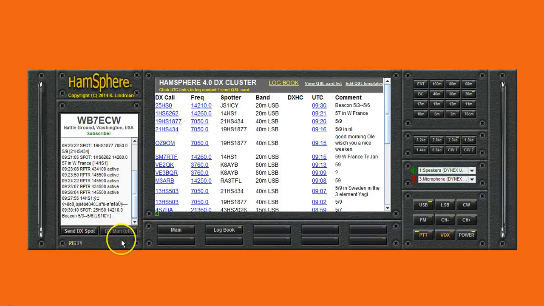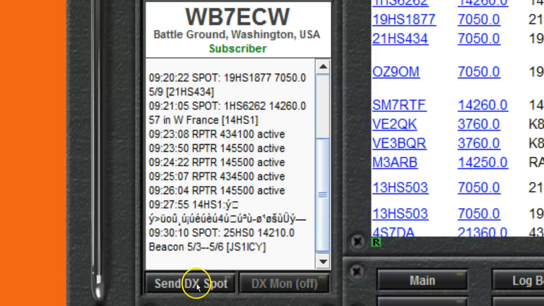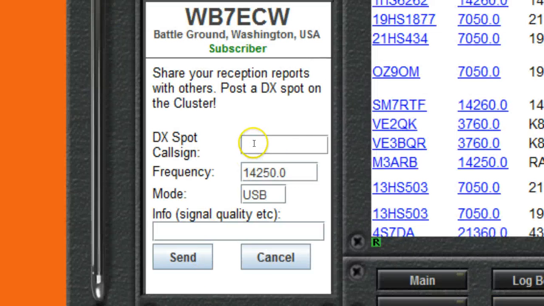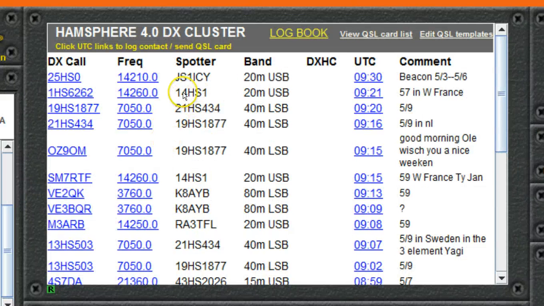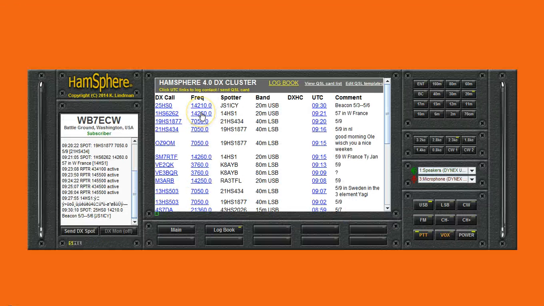So HamSphere 4.0 has the same feature. You can click this Send DX Spot button and enter the call sign of some station you hear, and maybe information on their signal strength and where you're located, and then you can click Send and it'll put it into the cluster. So in this case you can see that this station, 14HS1, used that feature to spot this station, 1HS6262, on this frequency, 14.260. And that's how things get in the cluster.